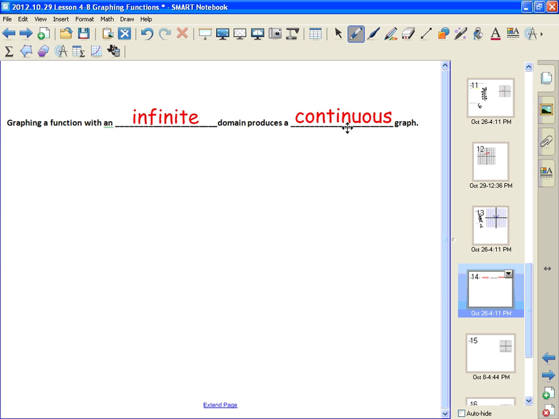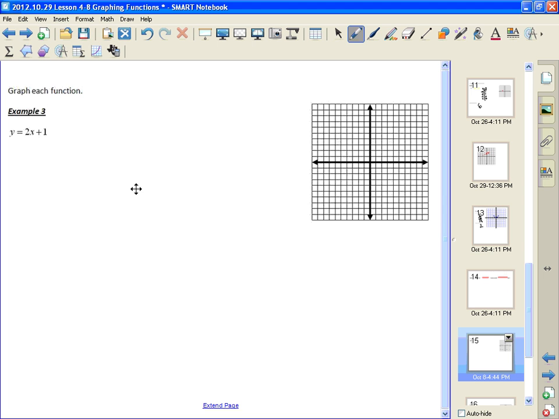And it produces a continuous graph. So what is a continuous graph? Where you connect the dots. So if you can use any number that you want to for x, then you should connect the dots. That's what that's saying. Okay, so let's look at example 3.